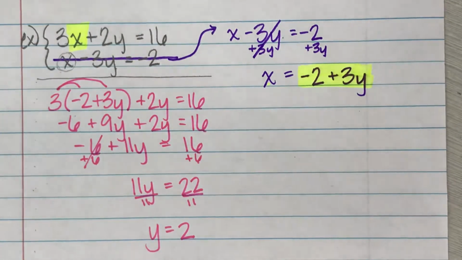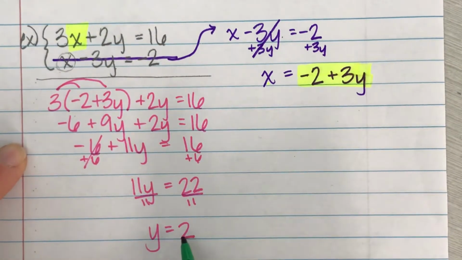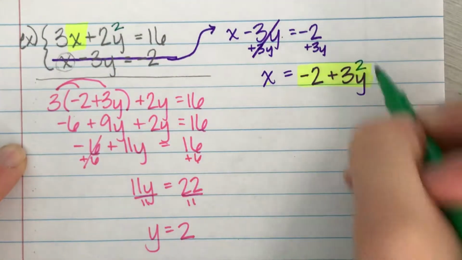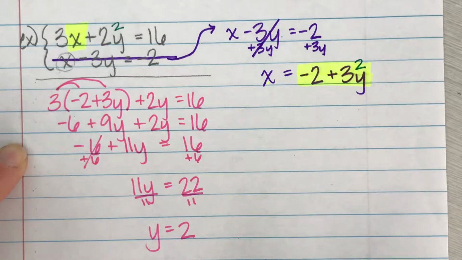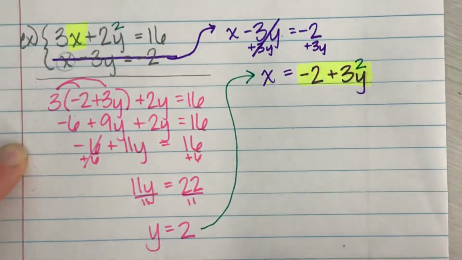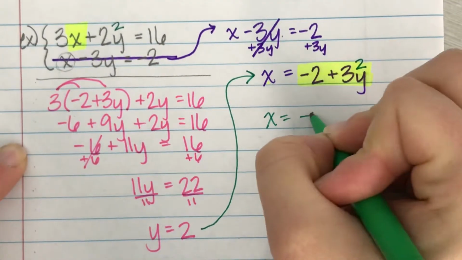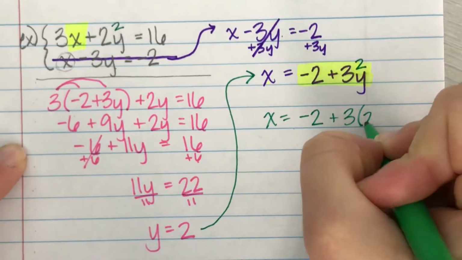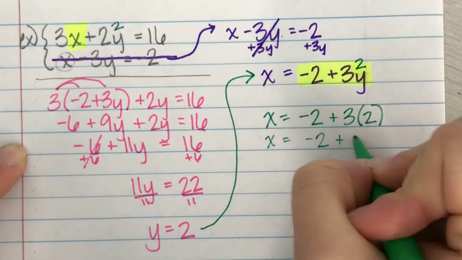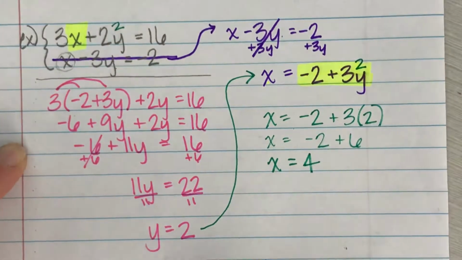I can use that information back up here. And here's the thing, I can actually plug this into any y. If I know that y is 2, I could call that y2, or I'm going to call that y2. It really doesn't matter. I personally think this one is a little bit easier. So I'm going to plug back into that equation and say, okay, x equals negative 2 plus 3 times 2. And so I end up with x equals negative 2 plus 6, and negative 2 plus 6 would end up working out to be positive 4.